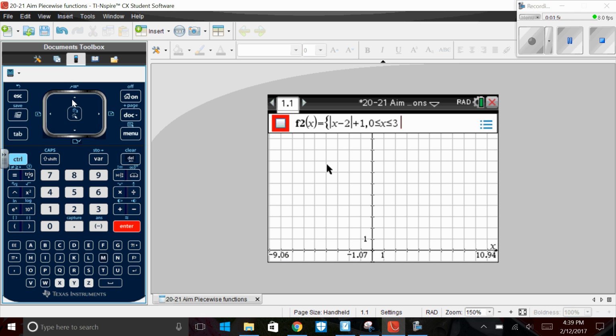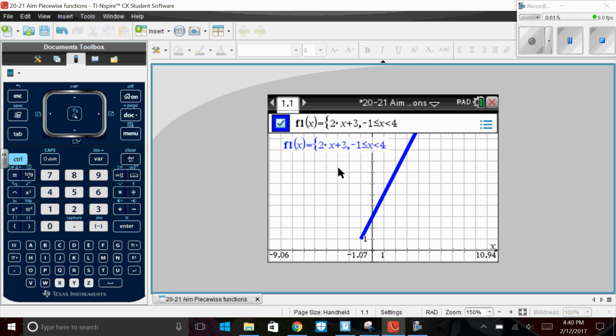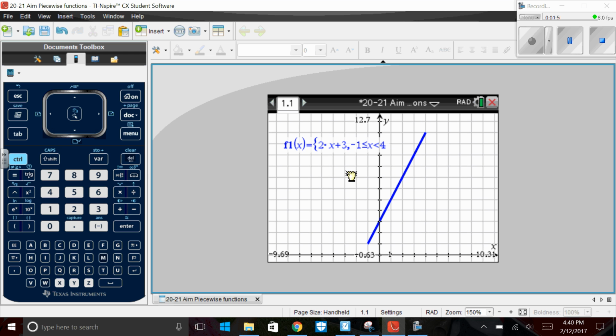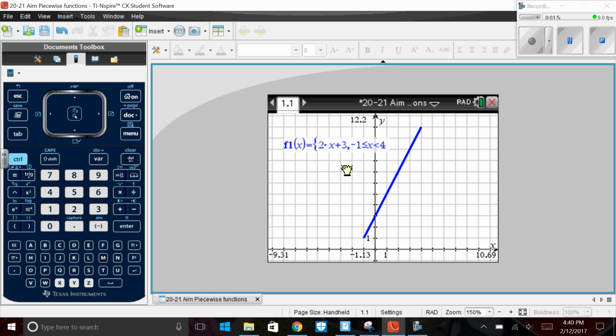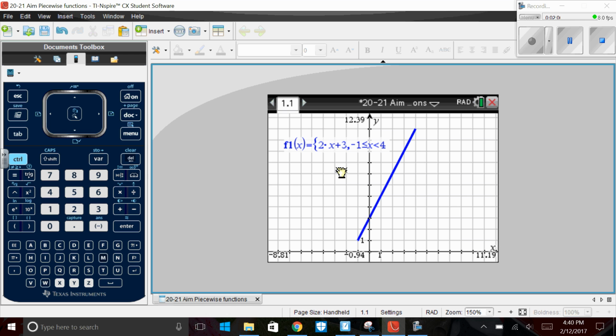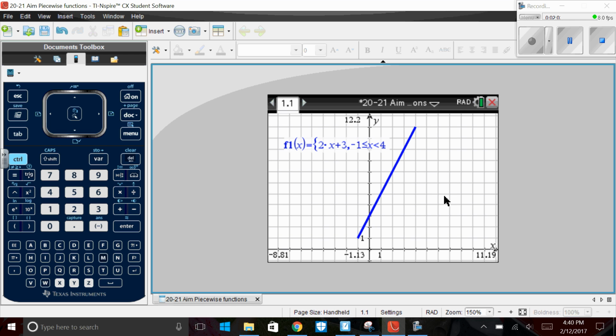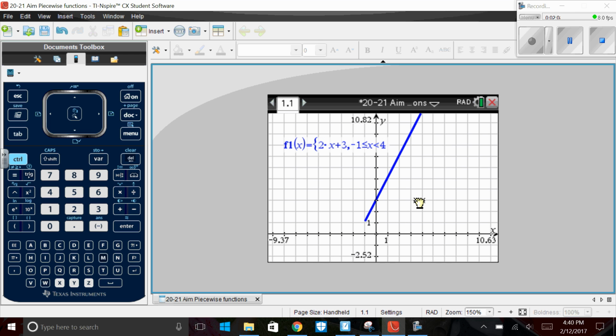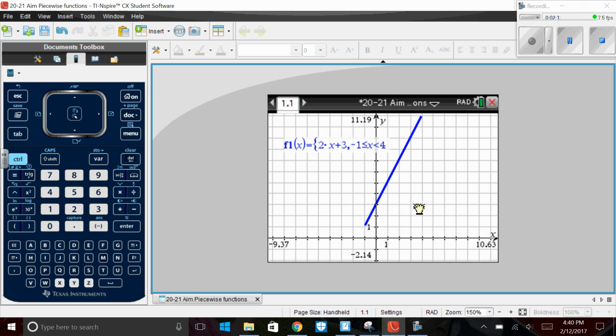So I have to click this. Okay, press enter. So here we go. That's it. That's what it looks like. It's a piece of the graph. So we are going to take it. We're just going to grab it.